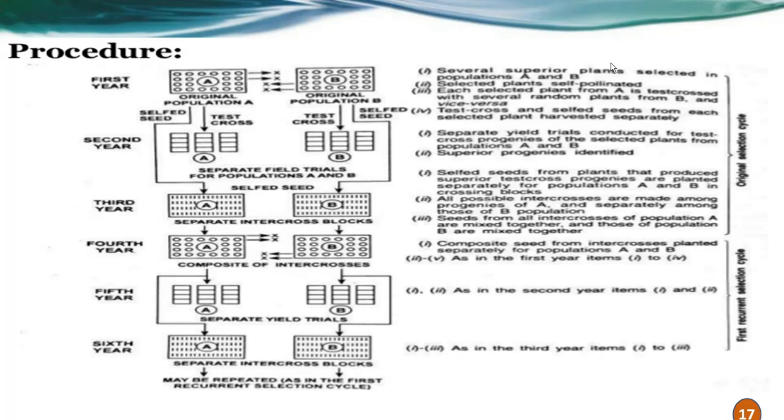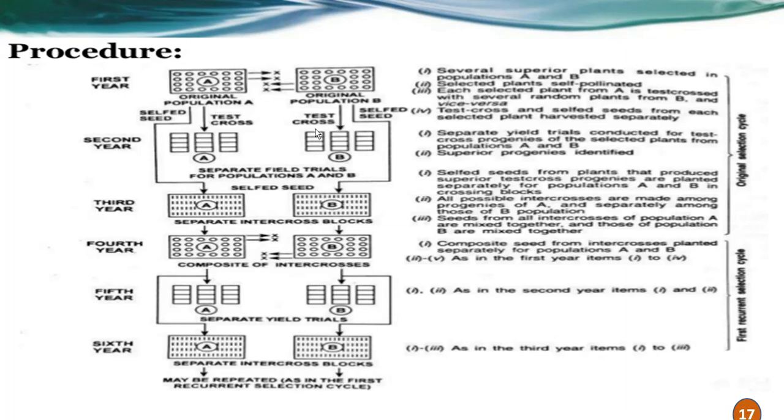Several superior plants are selected in populations A and B. So in each population, some of the superior plants are selected on the basis of phenotype. Selected plants are self-pollinated, and each selected plant from A is test crossed with several random plants from B, and vice versa. That means the selected plants from A are test crossed with several random plants of B, and conversely, each selected plant from B is test crossed with several random plants from A. The test cross and self seed from each selected plant are harvested separately.